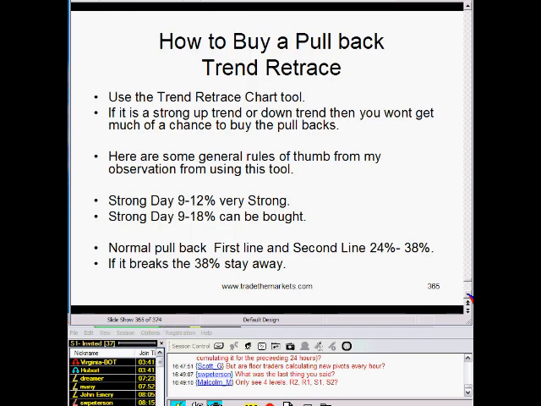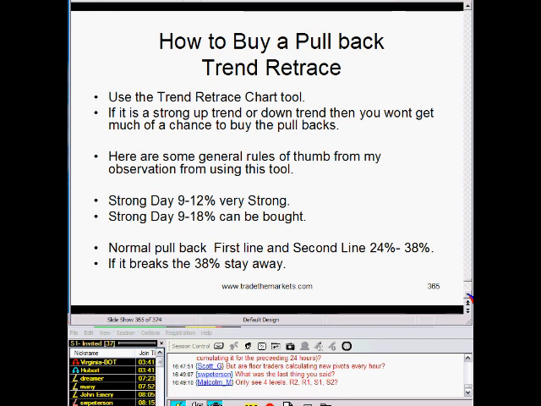Alright, now, this is another tool I use that Joe has. It's called Trend Retrace. Okay. And I have this on my radar screen. You use the Trend Retrace tool in a strong uptrend. As long as the trend does not break 9 to 12, it's a very strong trend.